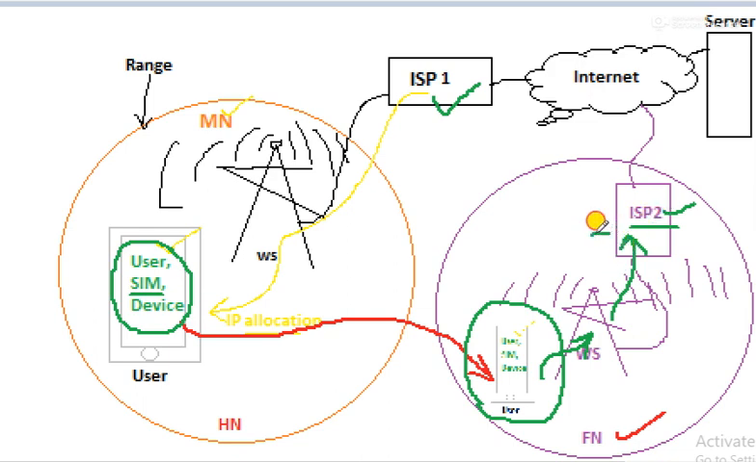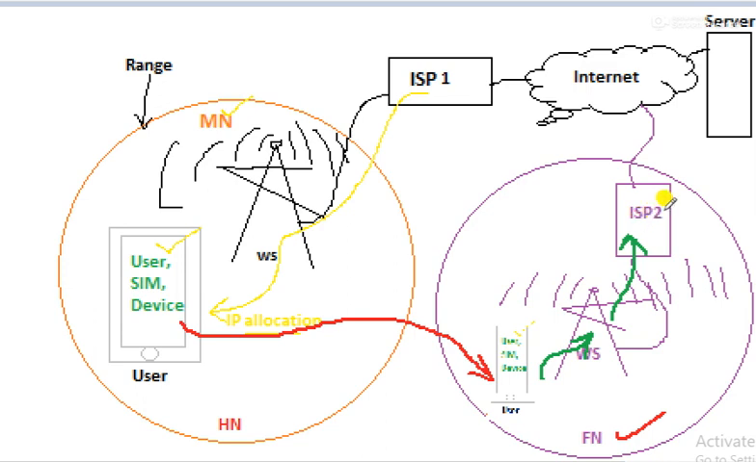It will not reply anything at the moment. It will try to search, or it will deliver the request through the connected network to ISP1. See, in short, all ISPs are connected to each other and they can share information with each other also.